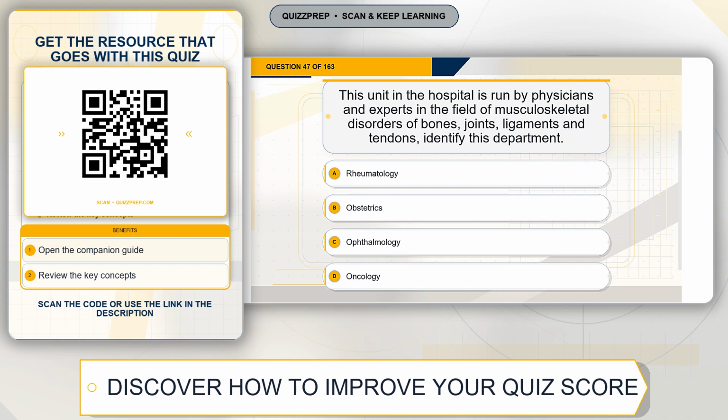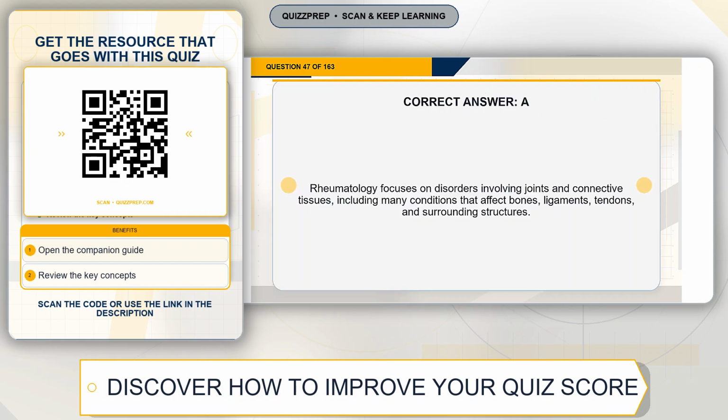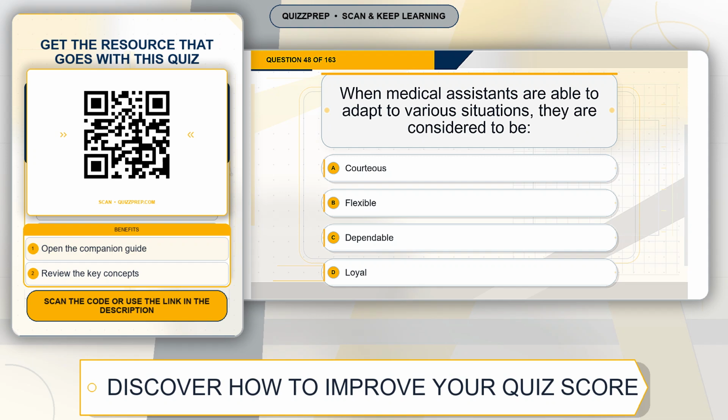Question 47. This unit in the hospital is run by physicians and experts in the field of musculoskeletal disorders of bones, joints, ligaments and tendons. Identify this department. Option A. Rheumatology. Option B. Obstetrics. Option C. Ophthalmology. Option D. Oncology. The correct answer is option A. Rheumatology. Explanation. Rheumatology focuses on disorders involving joints and connective tissues, including many conditions that affect bones, ligaments, tendons, and surrounding structures.